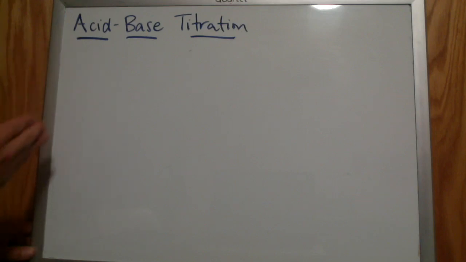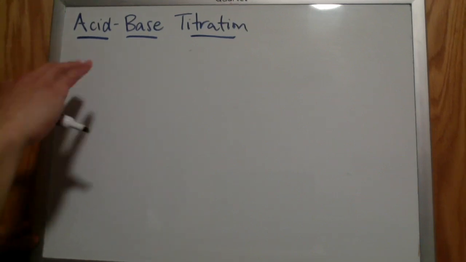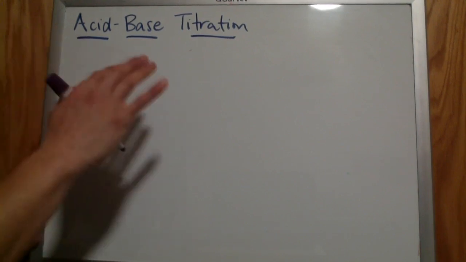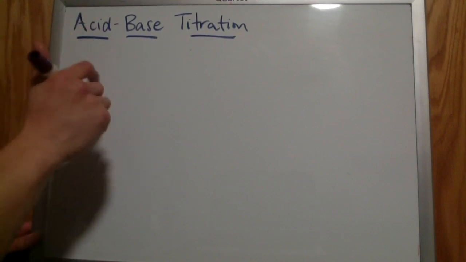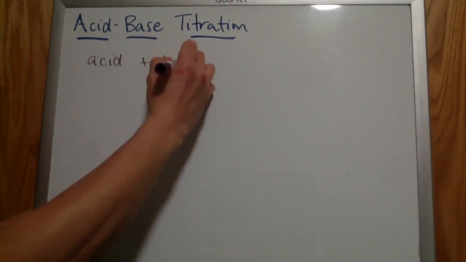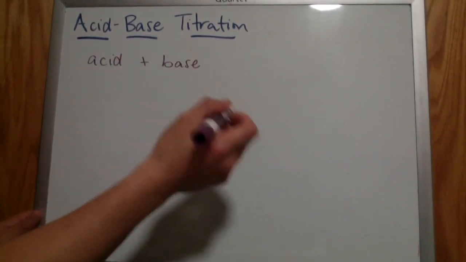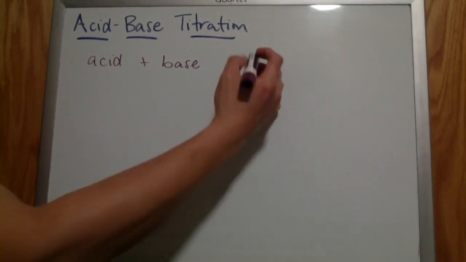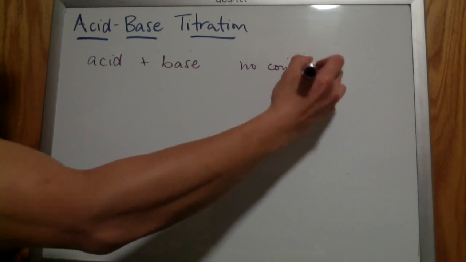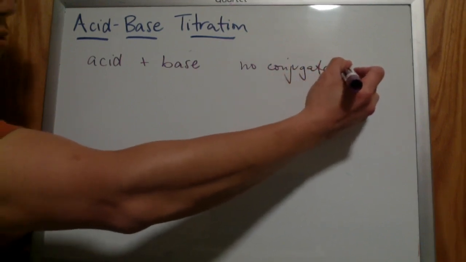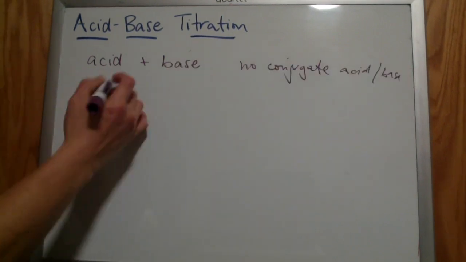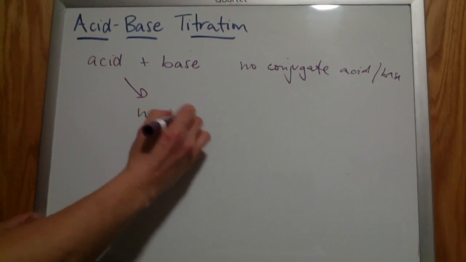In light of what we've gone over last week about acid-base titration, I wanted to give some tips about how to figure out when to neutralize something or when a pair of substances does not neutralize. When you have an acid and a base, and they are not related to each other, meaning they're not conjugate acid-base pairs, then they will neutralize each other.